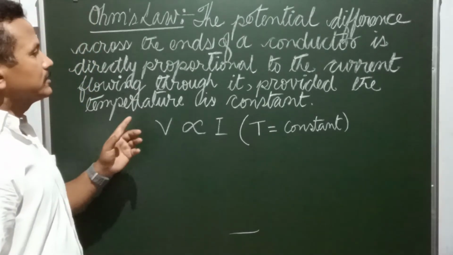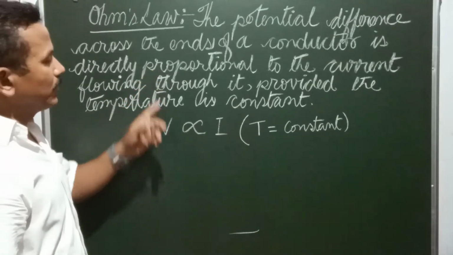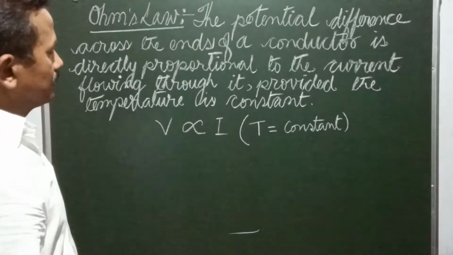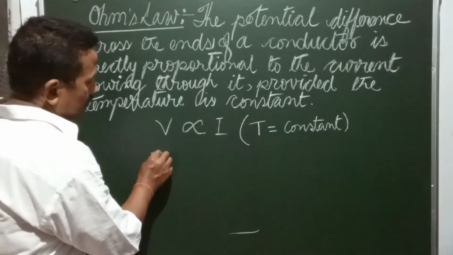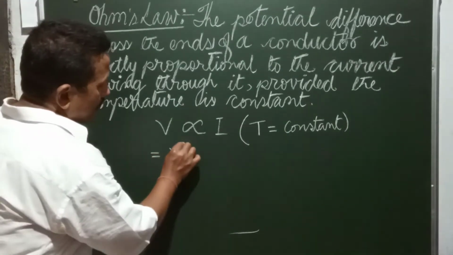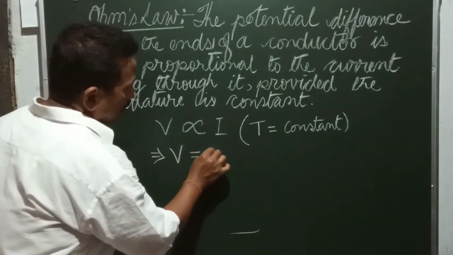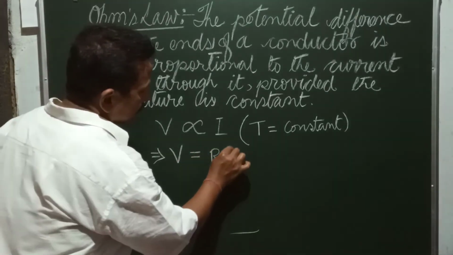Now, this is directly proportional to what? To current. This is directly proportional to the current. Now, let us see what comes up. If we remove the sign of proportionality, we get a constant called R.